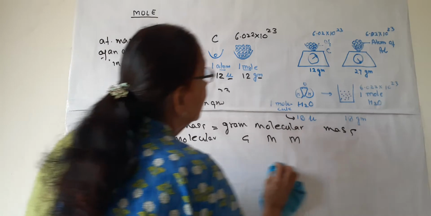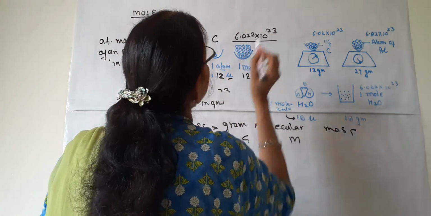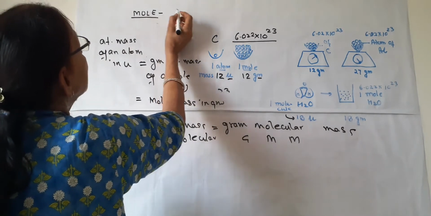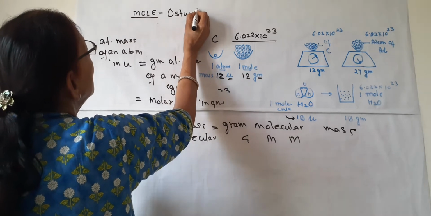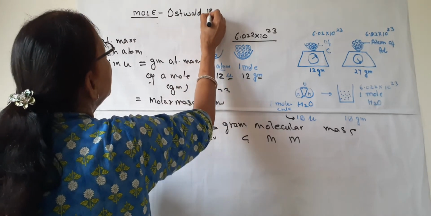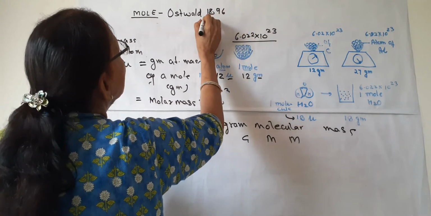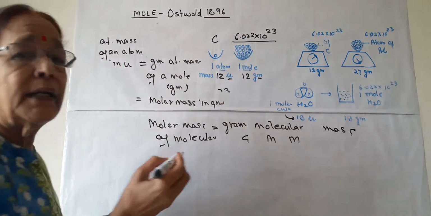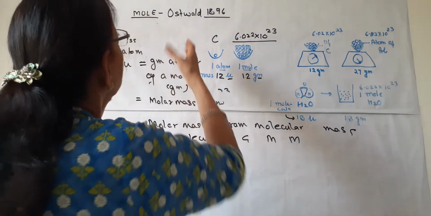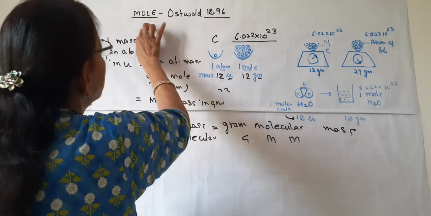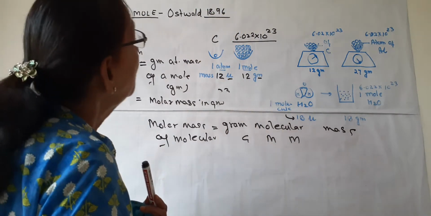Now one more thing, this number is first mole. Who has defined mole? The name of the scientist is Ostwald, in 1896 or 7. In 96, Ostwald first gave the term mole. I don't know which country he belongs to, but Ostwald has given, first of all, this term mole.